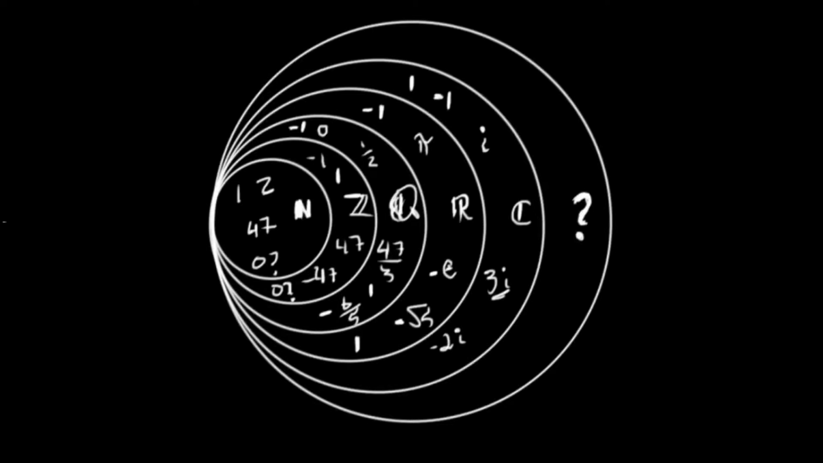With that said, let's proceed and start exploring i a little bit more. So i is i. There's some people out there that say i is the square root of negative 1. No, i is its own number. Treat it like it's such.